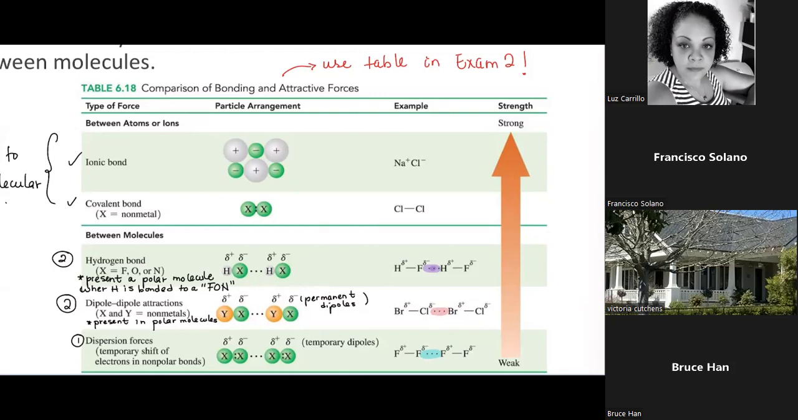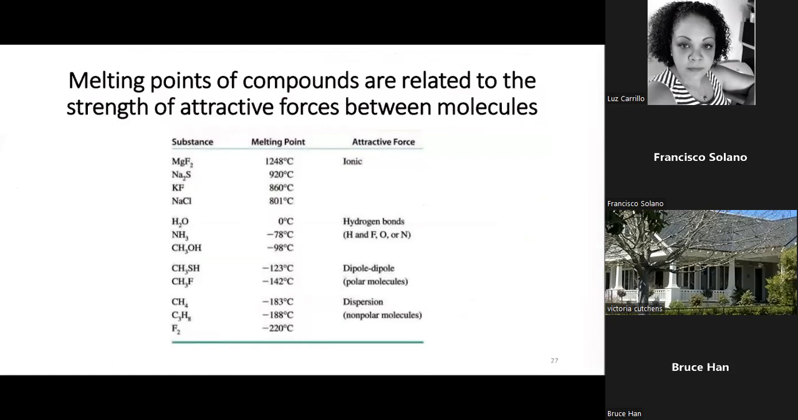Any questions about attractive forces? Excellent. Now, where else do we see these attractive forces playing a role? Well, in the melting point of compounds. When we observe and compare the melting points of different compounds, the strength of the attractive force is going to be telling us specifically which one will have a higher melting point compared to others.